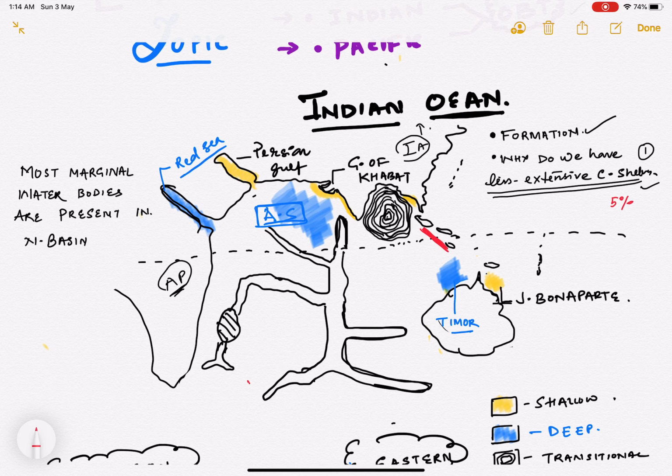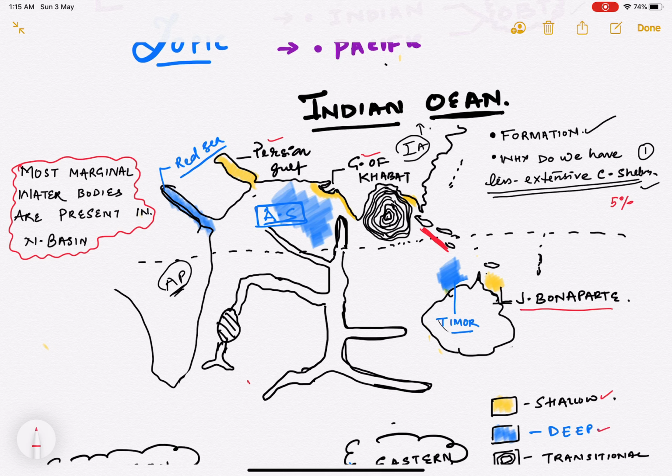This is number one point. Next, we have the most marginal water bodies present in the North Basin itself, none other than the North Basin. What are the shallow water bodies? As you can see, it is your Persian Gulf, number one, the Gulf of Khambat, number two, and the Joseph Bonaparte Gulf. These are not just the areas where we have shelf, but also the areas of shallow water bodies.